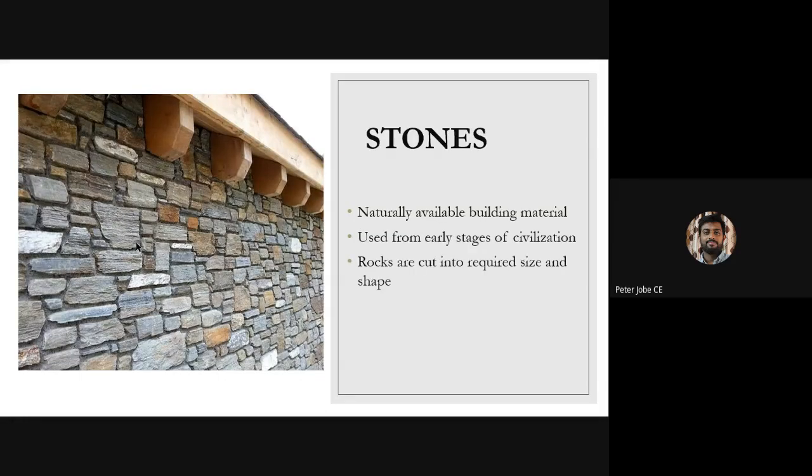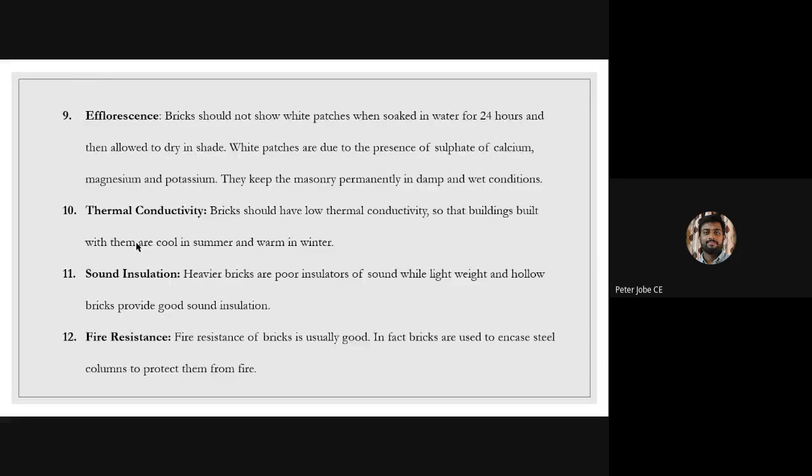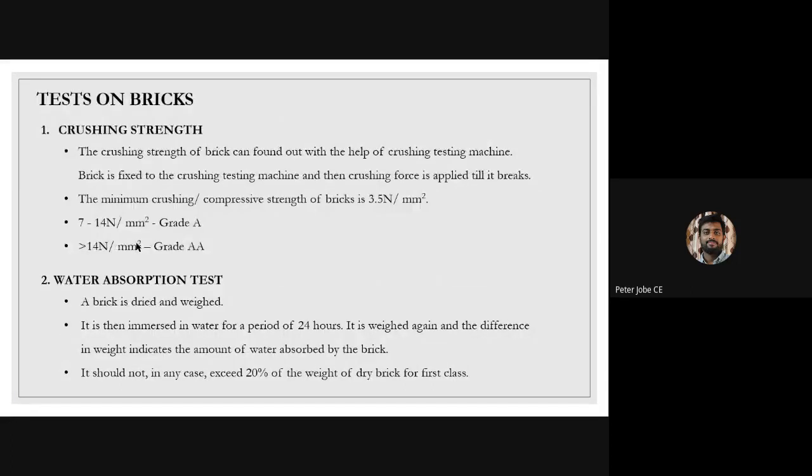So before we move on to our next topic, stones, we'll just see what the different tests available now are to find the properties of brick. The first test is the crushing strength, and we have seen that the crushing strength should not be less than 3.5 Newton per mm square. So we'll use a crushing testing machine in order to test the crushing strength of a brick. And next is the water absorption test.